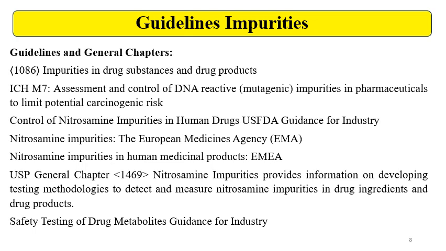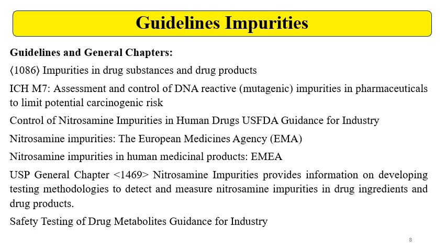Then chapter number 1086 is for impurities in drug substances and drug products. ICH M7 deals with genotoxic, DNA reactive or mutagenic type of impurities. So ICH M7 is assessment and control of DNA reactive mutagenic impurities in pharmaceuticals to limit the potential carcinogenic risk.